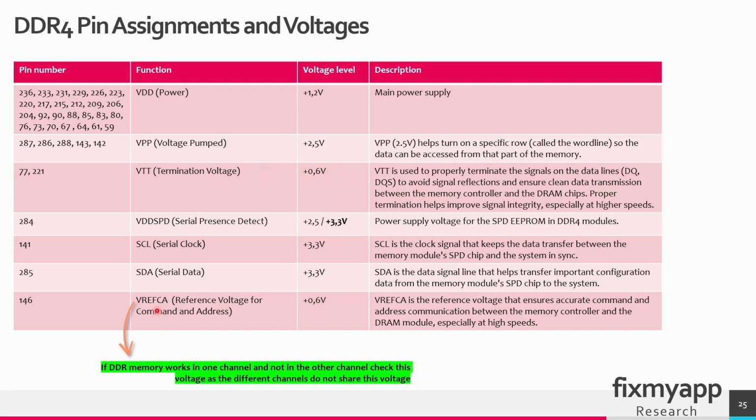The reference voltage CA is generated for each memory channel. If the memory works in channel 1 and not in the other channel, check if this voltage of 0.6 volt is present in channel 1 and channel 2. That can explain why the memory works in channel 1 but not in channel 2.